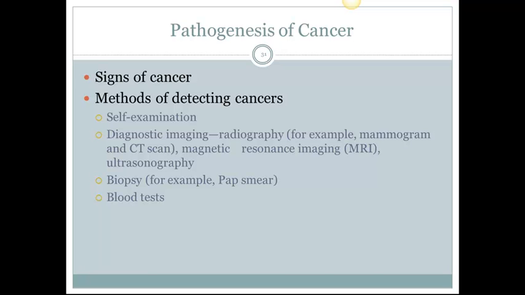Signs of cancer: abnormal bleeding, an abnormal mass that hasn't been there before. Methods of detecting cancer can be self-examination, diagnostic imaging such as CT scans, MRIs, ultrasound. Sometimes we'll do biopsies, for example, a pap smear, or blood tests, which include a complete blood count with white blood cell differentiation.